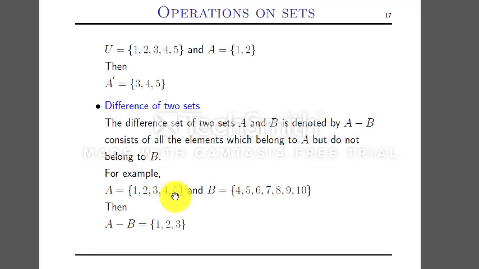These are 4 and 5. So in A minus B we can write 1, 2, 3, because we are going to subtract B from the set A. So A minus B can be obtained as 1, 2 and 3. 4 and 5 will be subtracted from the set A.